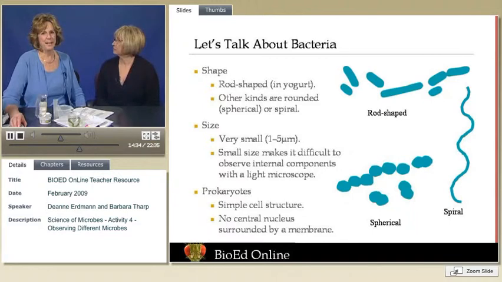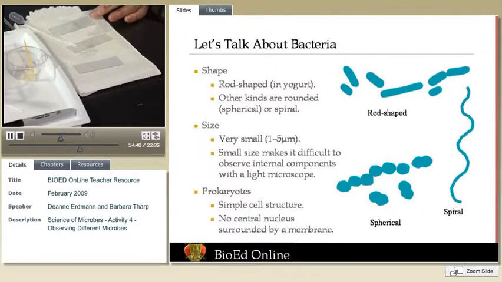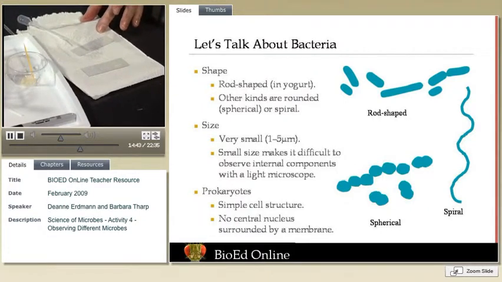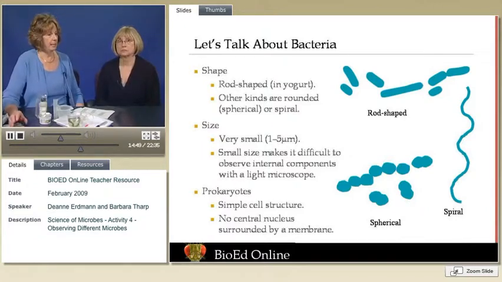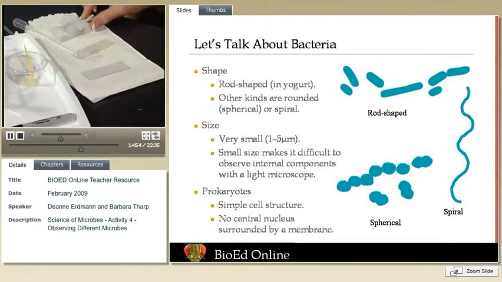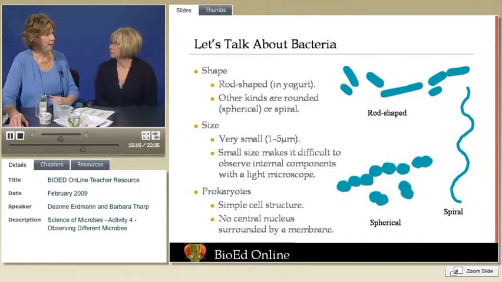When we're looking at some differences between all of these organisms, the first thing that we looked at, we talked a little bit about, was the bacteria in the yogurt, and we said that they were rod-shaped, and that the other two shapes are spherical and spiral. But these are very, very small. They're between 1 and 5 microns. Now, I've been looking through the microscope for a long time, and it's hard for me to even get my head around what is 1 micron. How big is that? And so later on in this unit, we're going to create a model where we can get an idea of how big that really is.